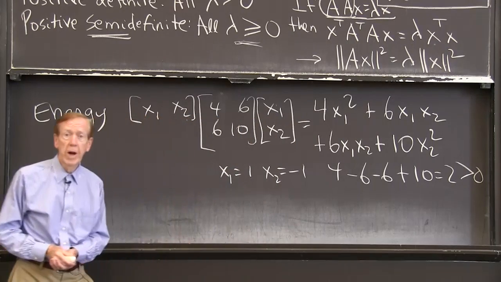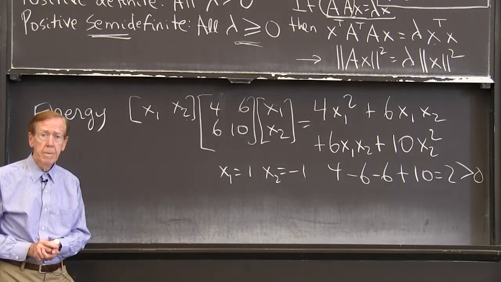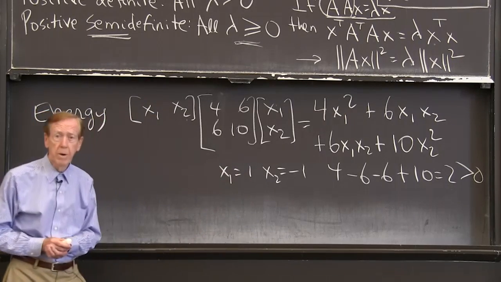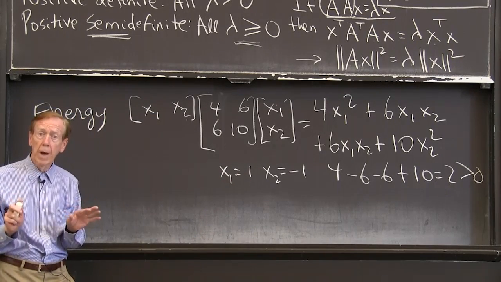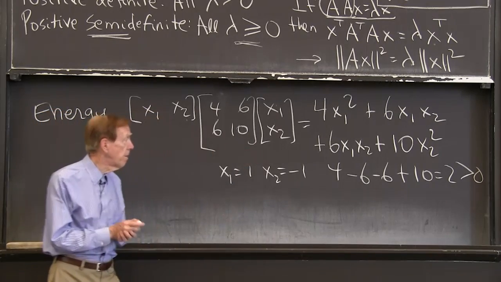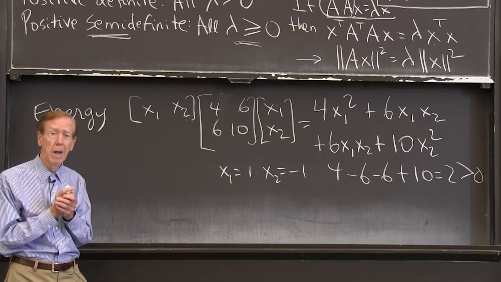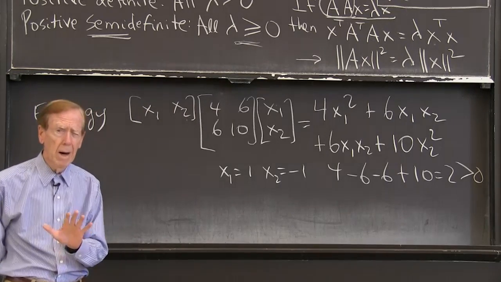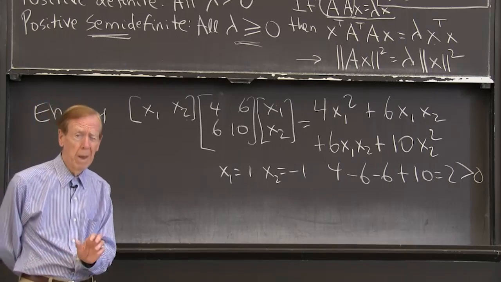Well, I tested 2 vectors. I tested the 1, 1 vector and the 1, minus 1 vector. But you have to know that for every vector x, this does turn out to be positive. And I could show you that by something called completing the square. It's not what I plan to do.